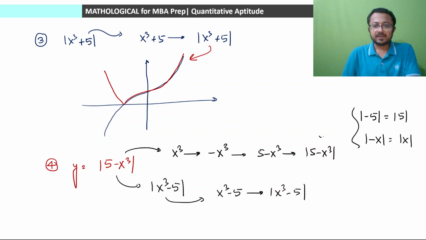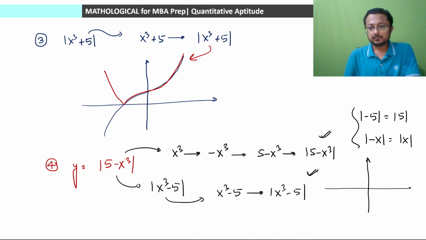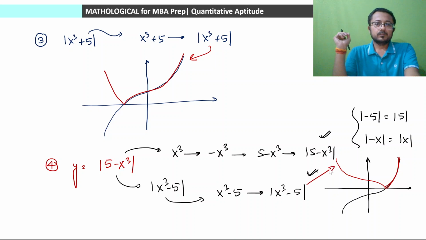दोनों ही प्रोसेस में हमारा इन द एंड ग्राफ सेम ही बनेगा. First we'll be making graph of x cube minus 5, यानी कि x cube का ग्राफ will be shifting rightwards by 5 units. So the graph will be somewhat like this, and then we'll be taking modulus. So the graph will be like this only. Okay.